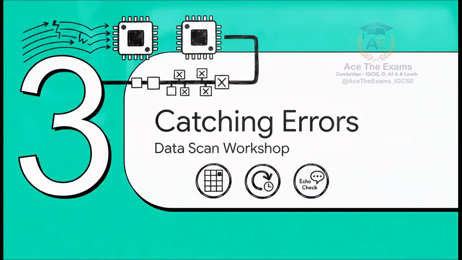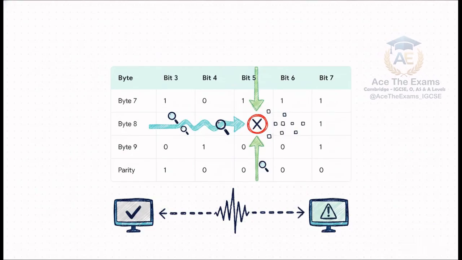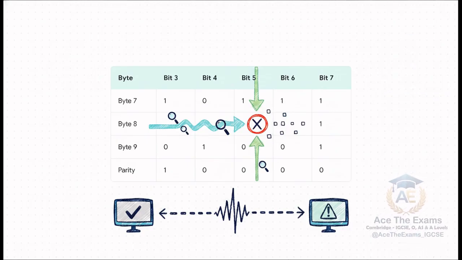Let's dive into Section 3, Catching Transmission Errors. Welcome to the Data Scan Workshop. Okay, so whenever data is transferred across any medium, there is always a huge risk of it being corrupted. We're talking about electrical interference, power spikes, or data skewing. To fight this, we use error detection.